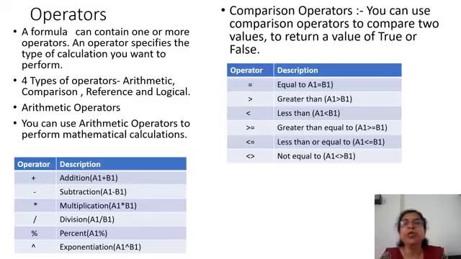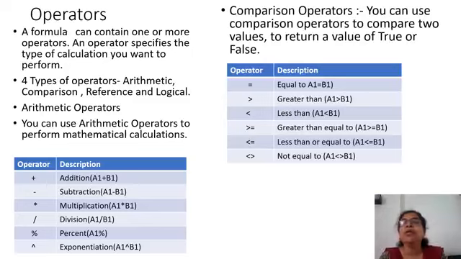Arithmetic operators. You can use arithmetic operators to perform mathematical calculations. See here, some arithmetic operators are given, with the operator and its description. Plus sign is used for addition, A1+B1. Minus sign, subtraction, A1-B1. Multiplication, the star symbol, A1*B1. Division, slash is used, A1/B1. Percent sign means percentage of the value given in that cell, that is percent of A1, A1%. Exponential, that is raised to: A1^B1, A1 value is raised to the power of B1 value.